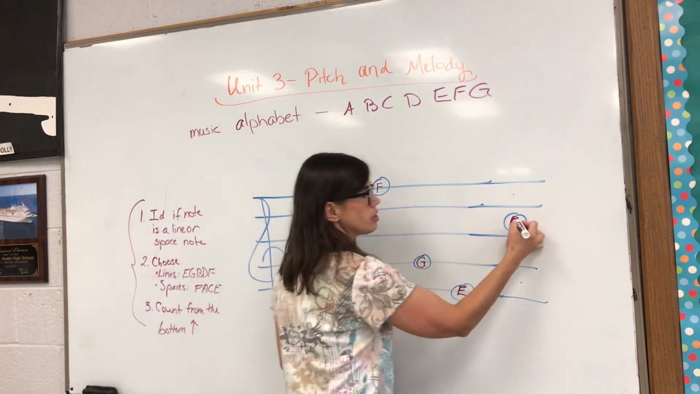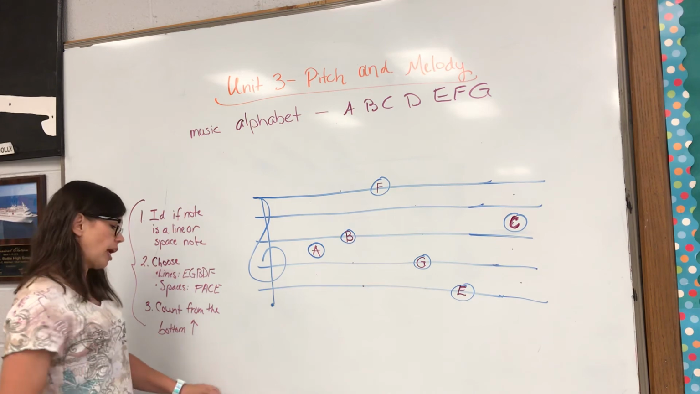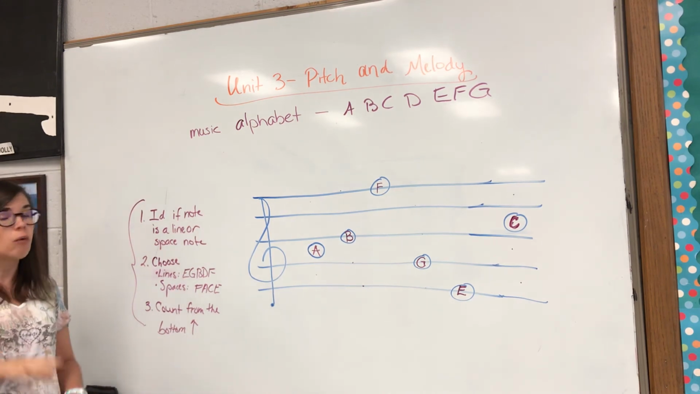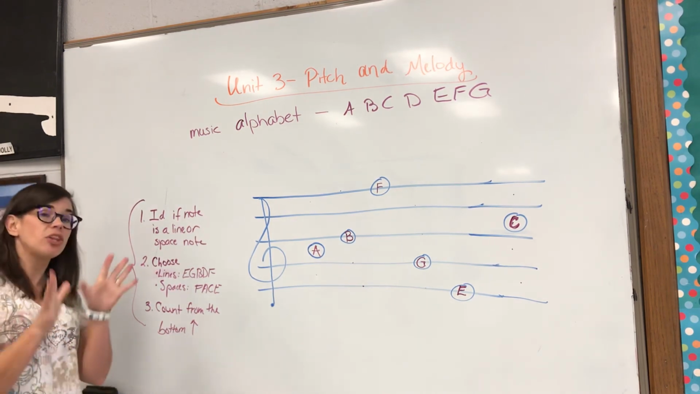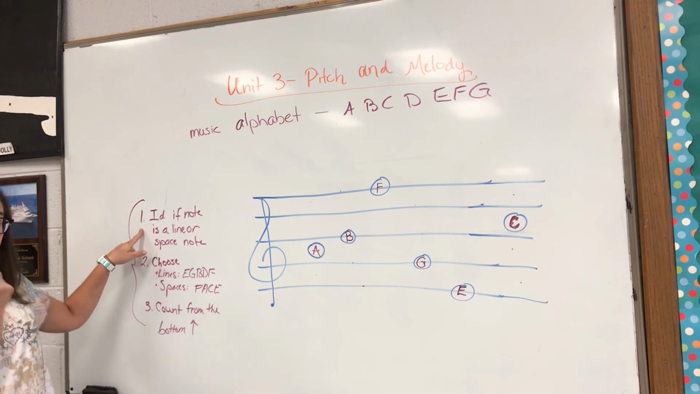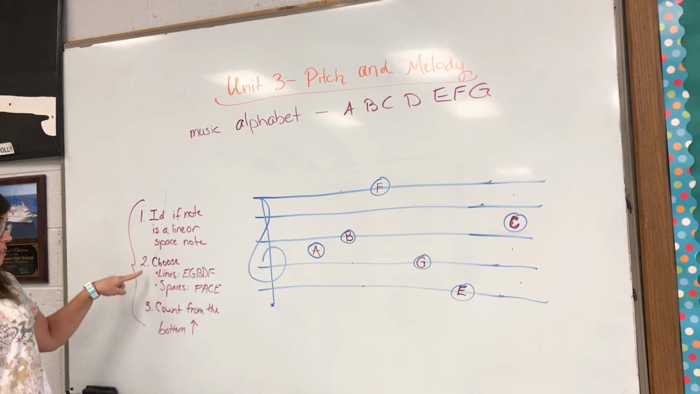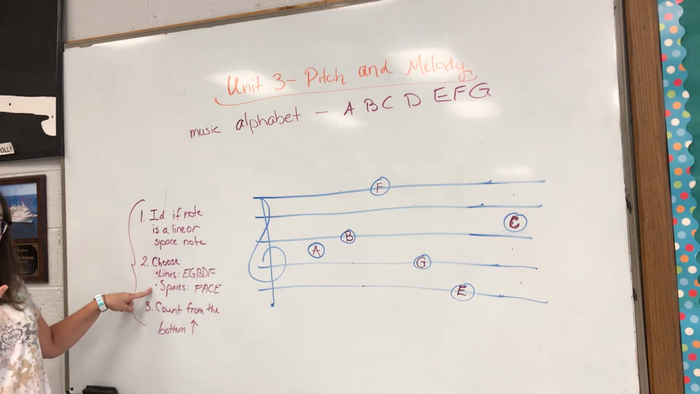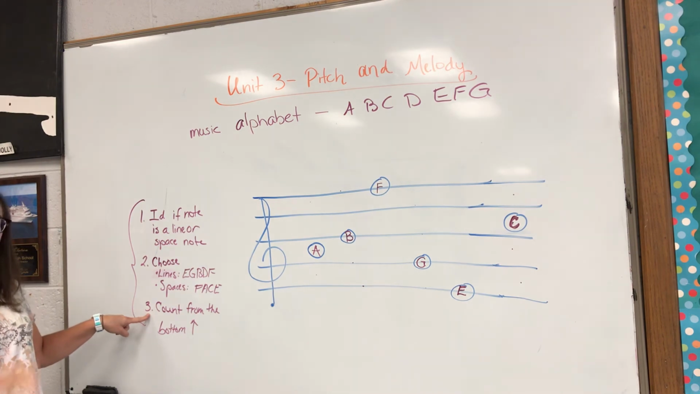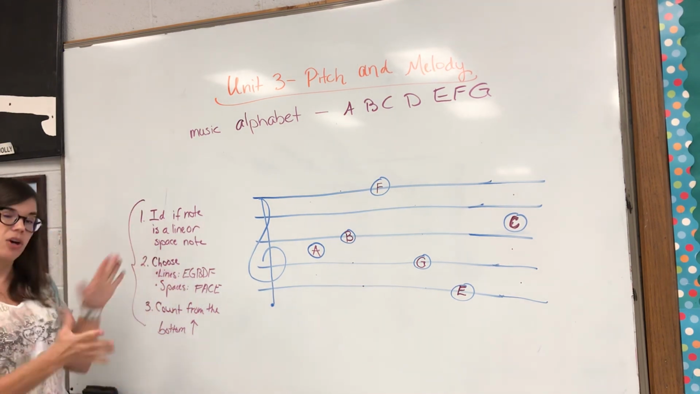So these are the steps that you will follow when identifying the letter names of the notes on the treble staff. We're only going to be working with the treble staff, even though I did show you the letter names of the lines and spaces on the bass staff. Remember, identify if the note is a line or space. Then choose the correct letters. If it's the lines, Elvis's guitar broke down Friday. If it's the spaces, FACE. And then you count from the bottom up. So use these steps when doing your homework.